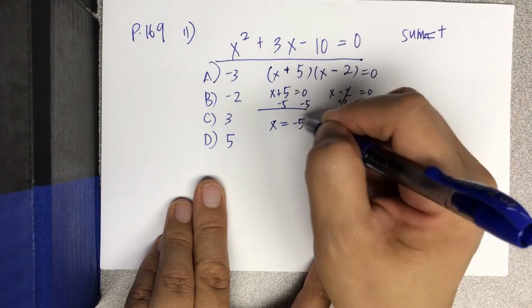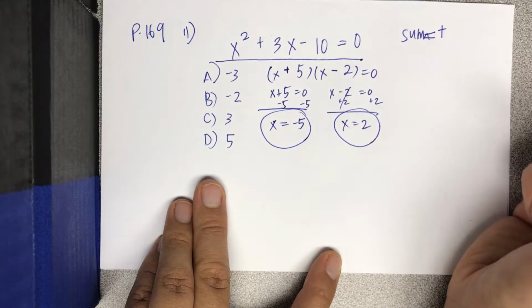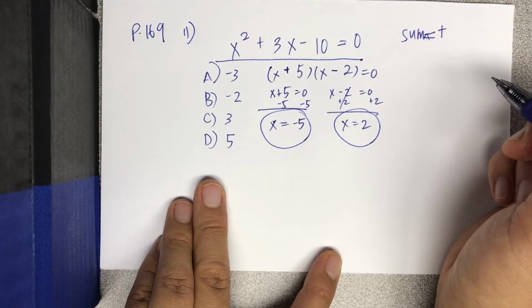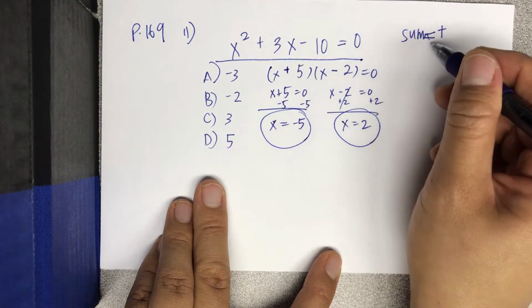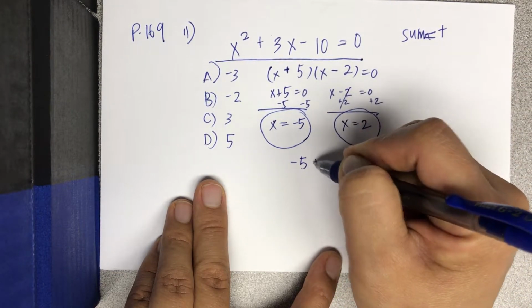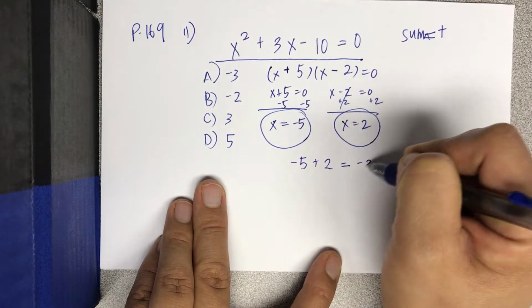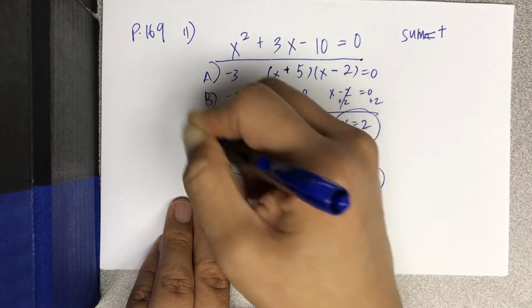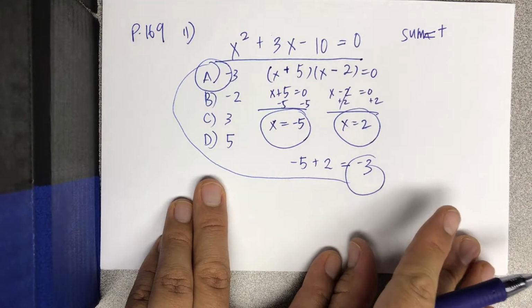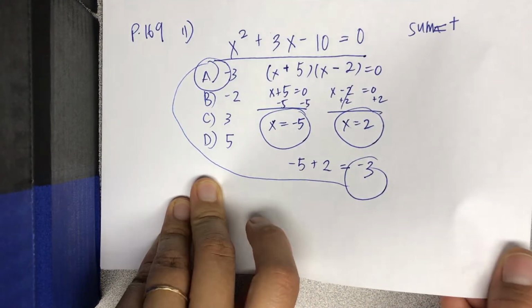So these are our two values for x. It's going to be -5 and 2. Okay, so they want us to add these together because they said the sum. So -5 plus 2 equals -3, and our answer is found right here in A. Okay, page number 169.